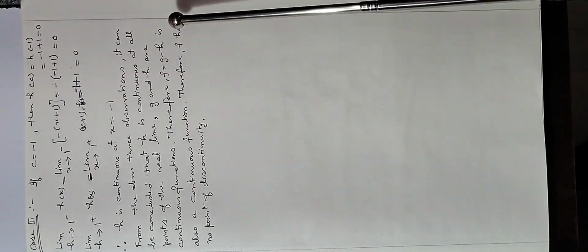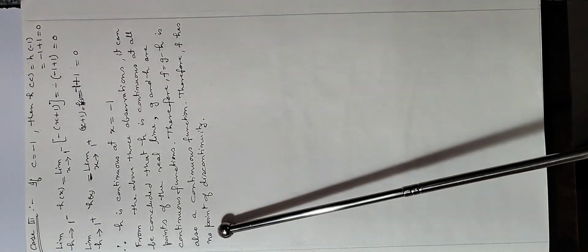Therefore, the function f equal to g minus h is also a continuous function. Therefore, function f has no point of discontinuity. That's all.